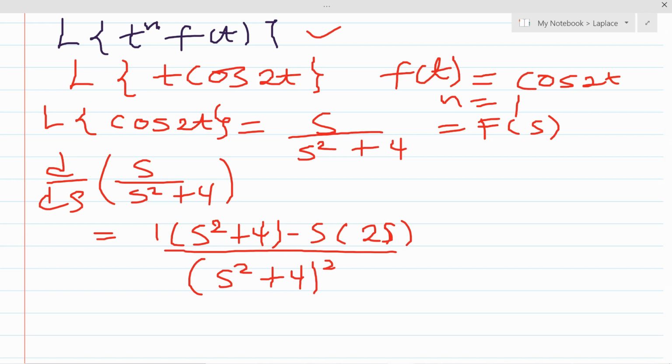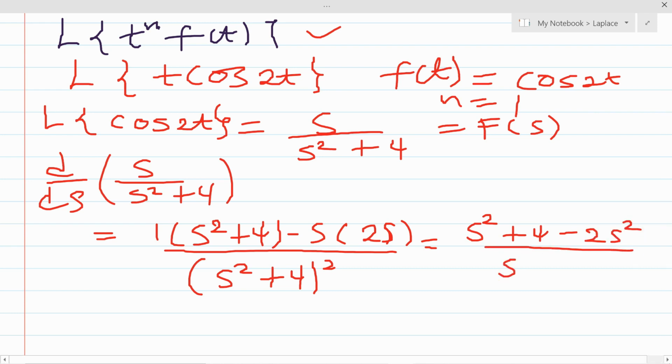Now this will be equal to, if I have s times 1 times s squared plus 4, it becomes just s squared plus 4. Let me expand it and you understand. Well, s squared plus 4 minus 2s squared, all over s squared plus 4 all squared.